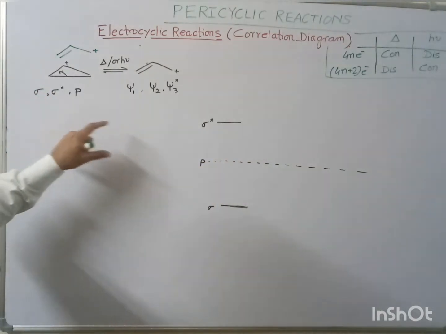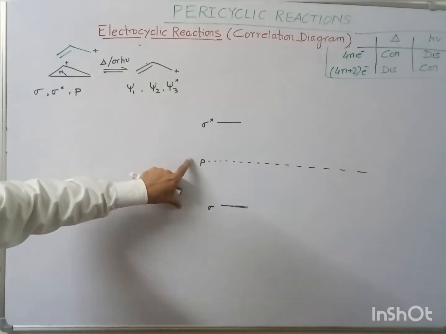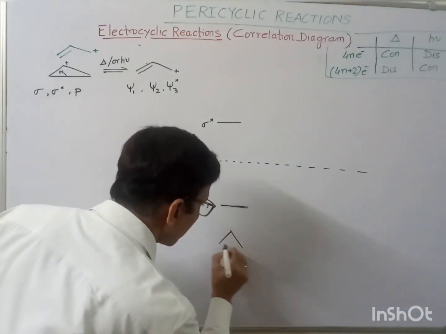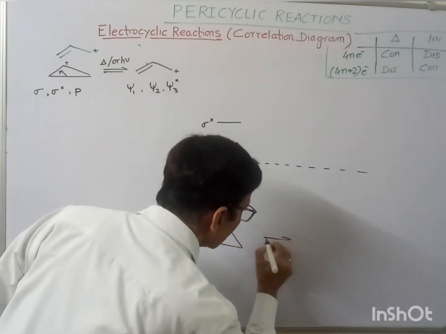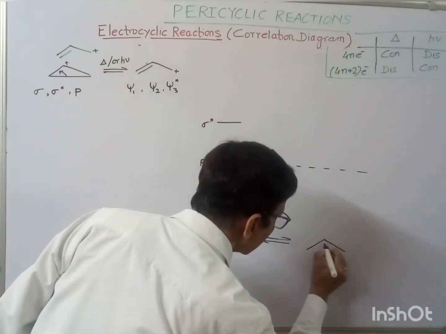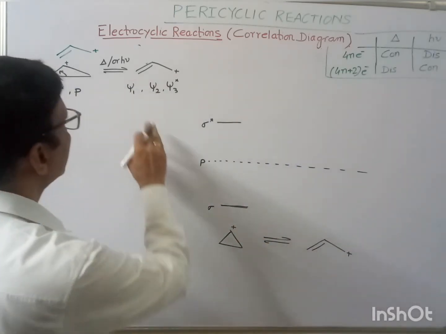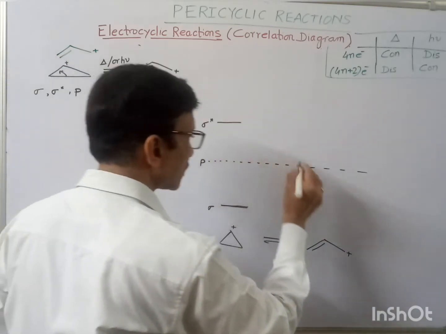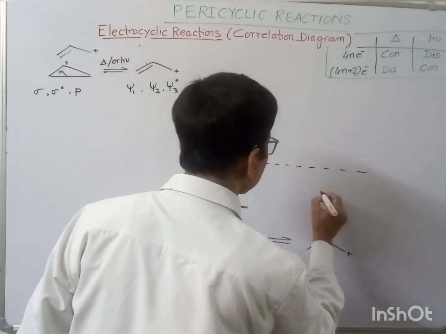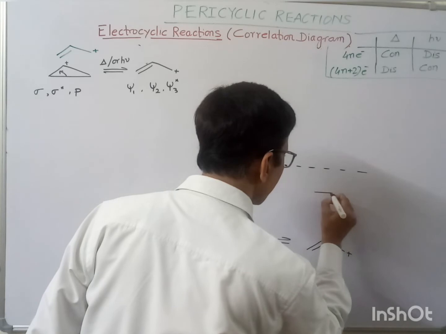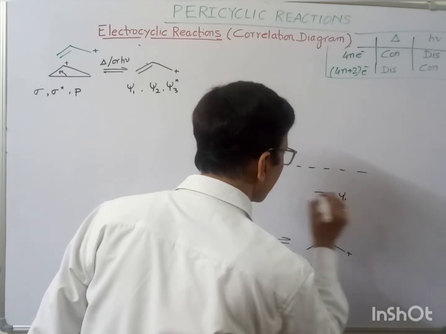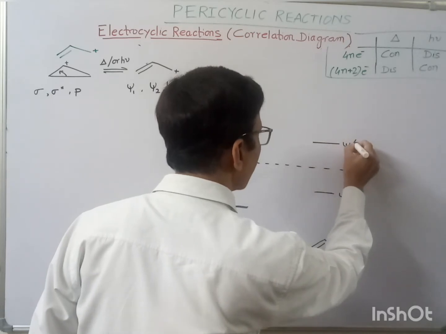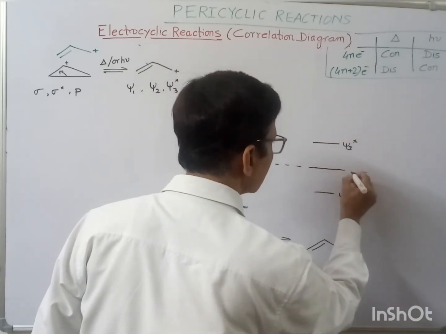So these are the three molecular orbitals for this one, and in the same way this is now converted into the allylic cation, and this allylic cation has three molecular orbitals: psi1, psi2 and psi3 star. So this psi1 I am writing over here. This is psi1, this is our psi3 star, and this is the psi2.